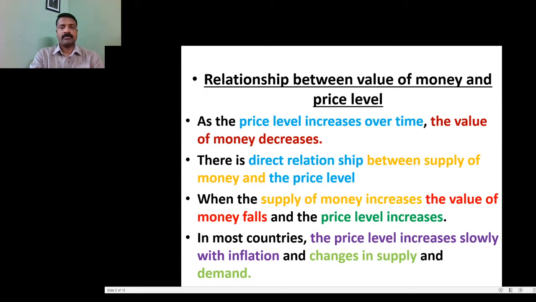The relationship between the value of money and the price level: as the price level increases over time, the value of money decreases. We said this earlier. When the price level is increasing, the value of money decreases.